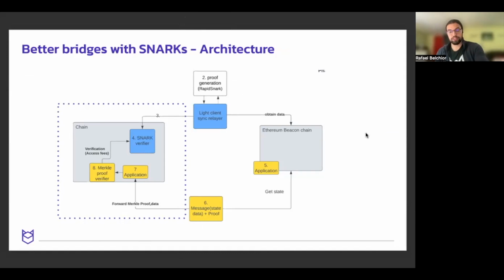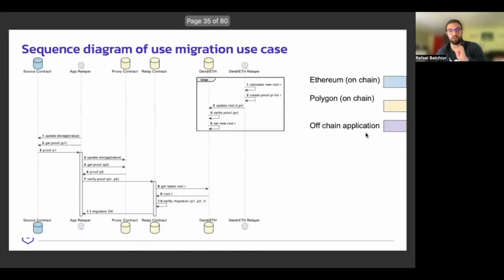So if we zoom in on this left part of our use case, we can see the process in a bit more detail. First, we can look at the right side. The Dendrith off-chain relayer calculates a new state root and creates a proof for that state root. It sends the proof to the on-chain verifier, and the on-chain verifier stores a list of validated state roots. On the left side, we have a couple of steps.